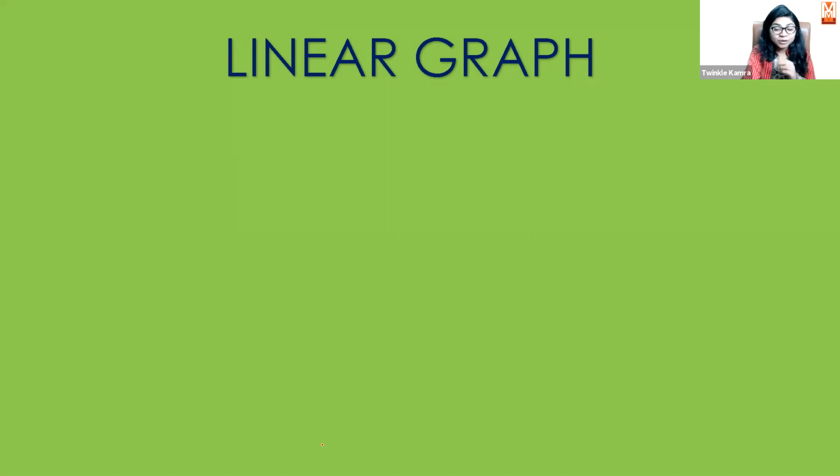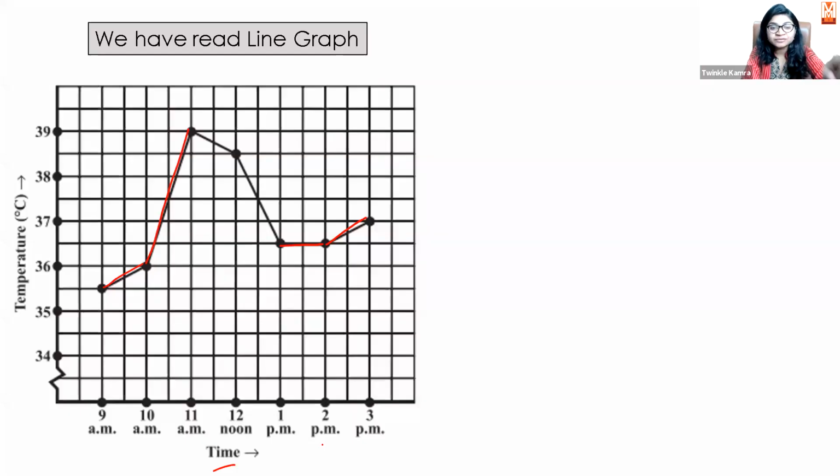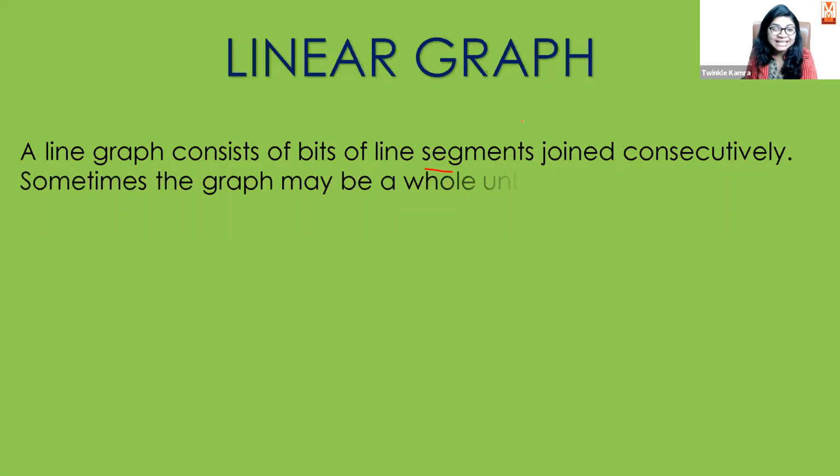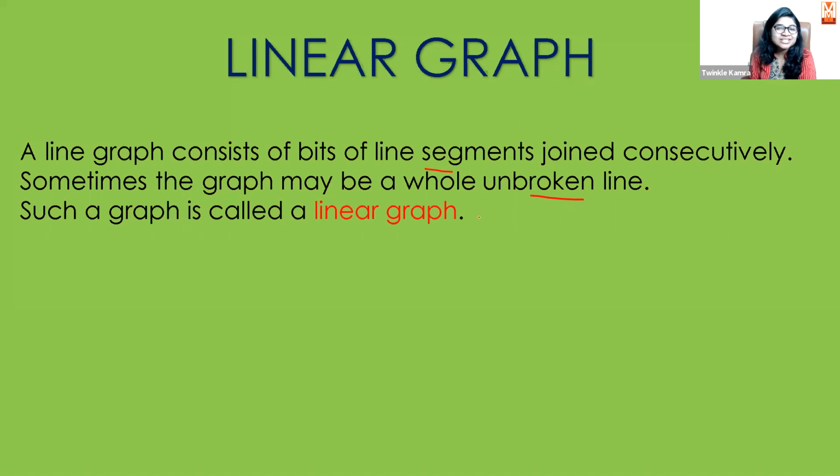Because if you look here, this example of a line graph is particularly an example of broken lines. It is like your line has broken at different points: it broke from here, and from here. This is like a broken line. But when I am talking about a linear graph, it is about line segments all joined consecutively such that they form an unbroken line. Such a graph is called a linear graph.